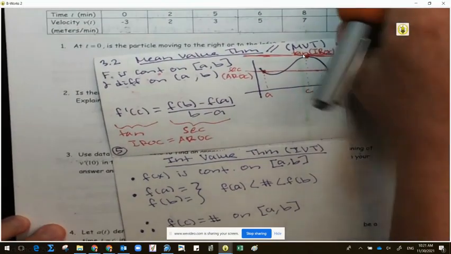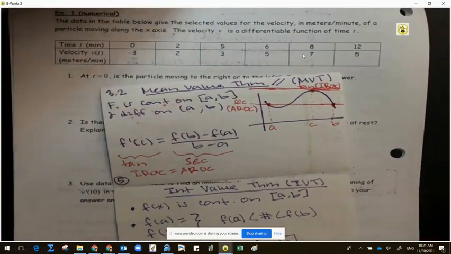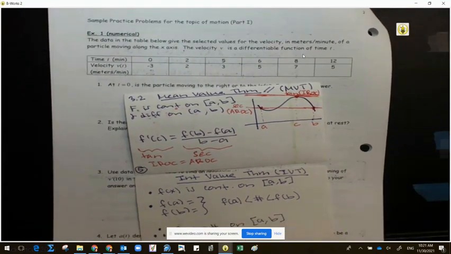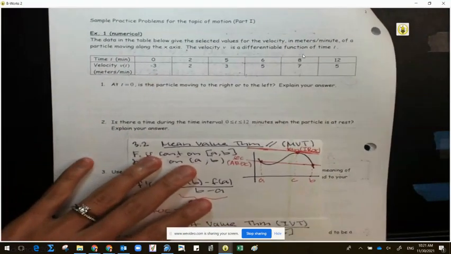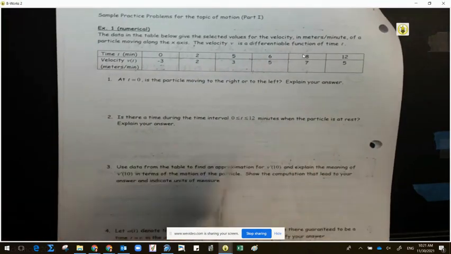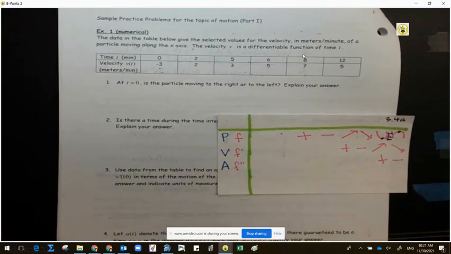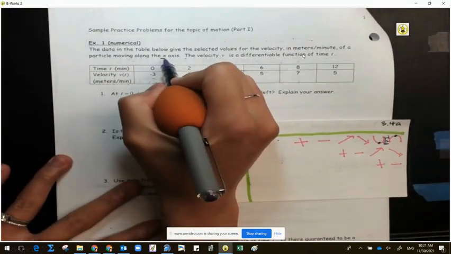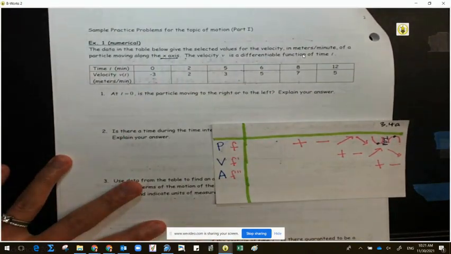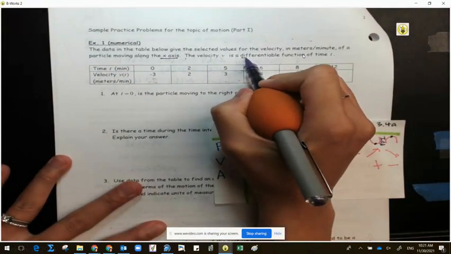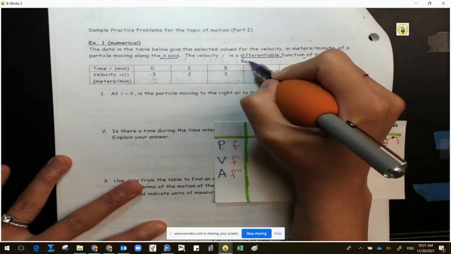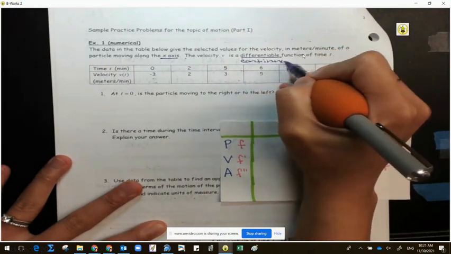All right, Milo, go ahead and read example number 1 on the top. It's above the chart. The data in the table below give the selected values for the velocity in meters per minute of a particle moving along the x-axis. The velocity is a differentiable function of time. So it's moving along the x-axis. Our answer is going to be left or right. And when something is differentiable, it is also what? Continuous.